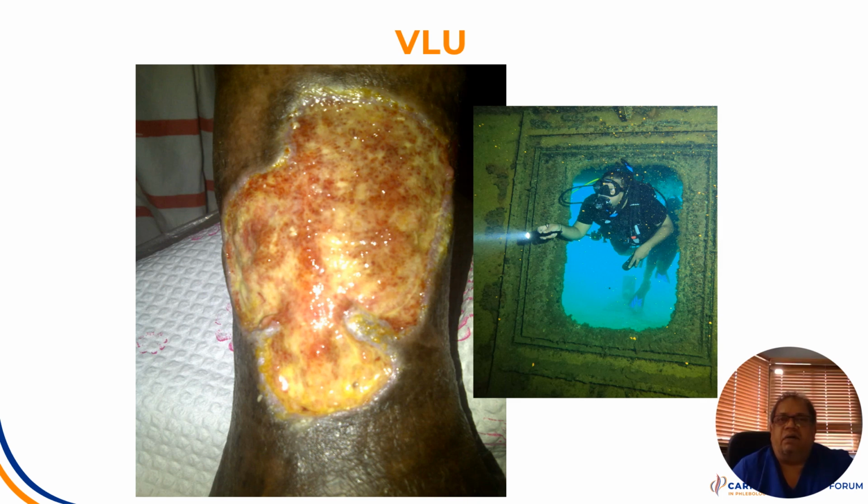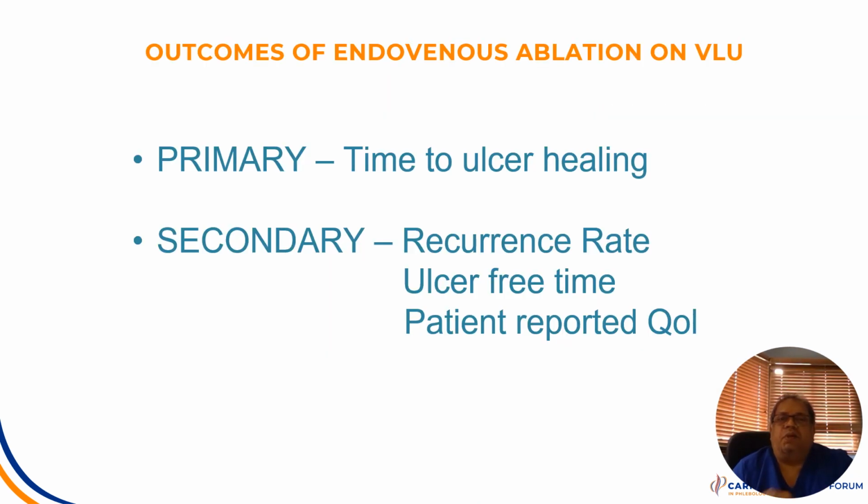Let's take a deep dive and look at venous ulcers. You may remember back in the day, venous ulcers were first treated with compression therapy, followed by conventional surgery. Open surgery was considered contraindicated, at least in heavily bioburdened wounds, due to the risk of surgical site infections. This is particularly true for groin incisions, a region that is already prone to infection. The outcomes we look for after endovenous ablation include primary, which is the time to ulcer healing or the rate of ulcer healing, and secondary measures including recurrence rates, ulcer-free times, and patient-reported quality of life.